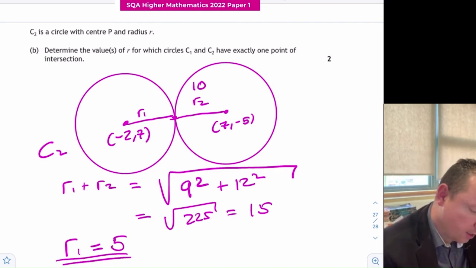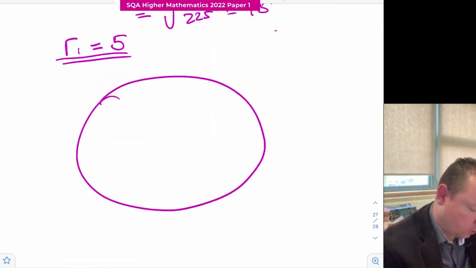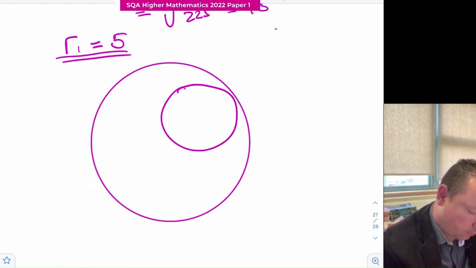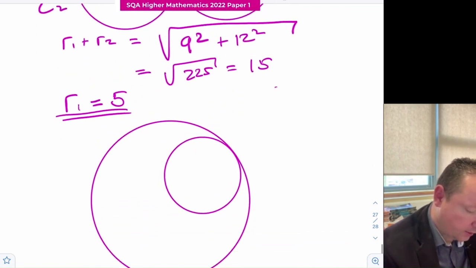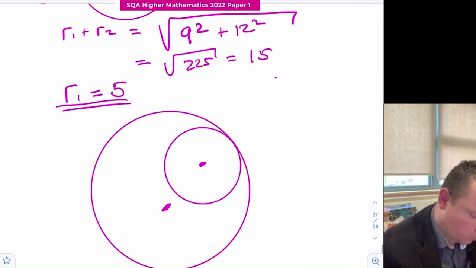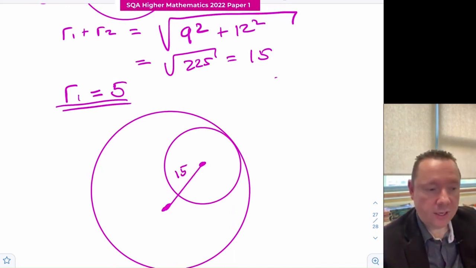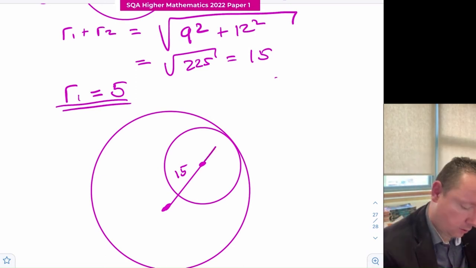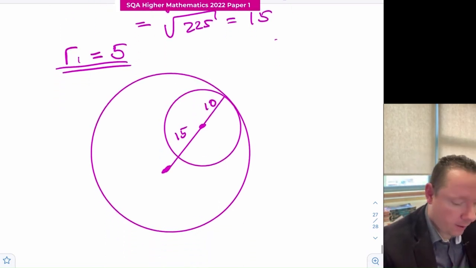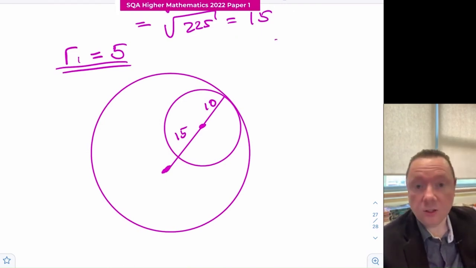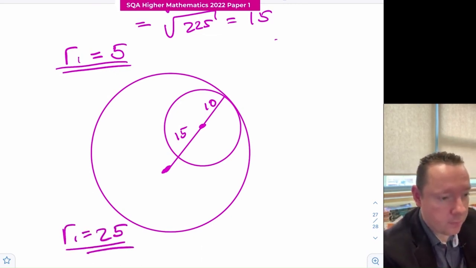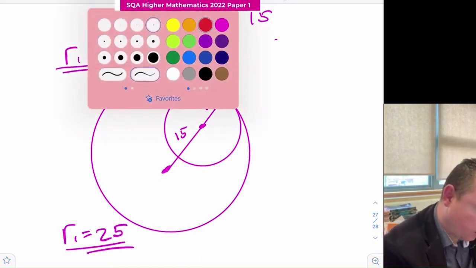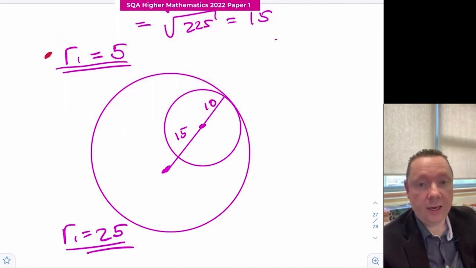So that's one option. Okay, so for the second option, we could have the two circles inside each other. And in that case, well, we already know that the distance between these two circles is 15. But we already also know one other piece of information, that the radius of one of our circles is 10. And therefore, the radius of our other circle, 10 plus 15, is 25. The radius could be 25 for our second mark. So we get two marks, one for getting the radius equals 5, and the other one for communicating that it must be 25.